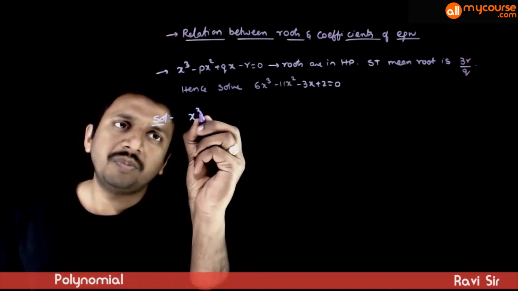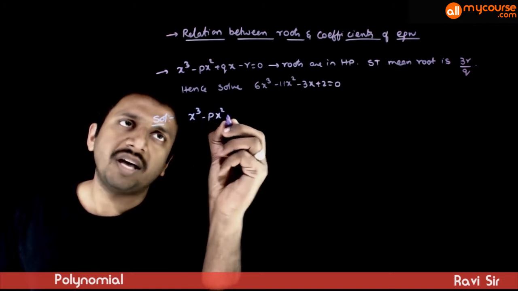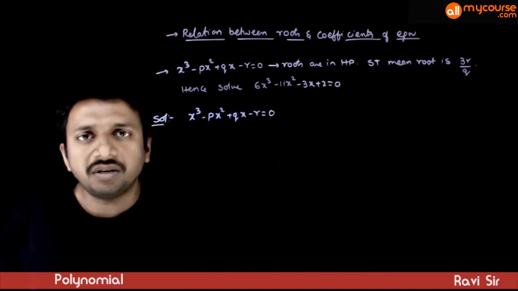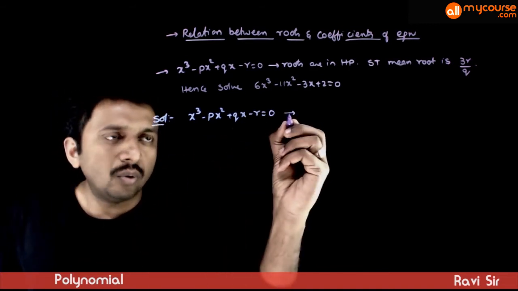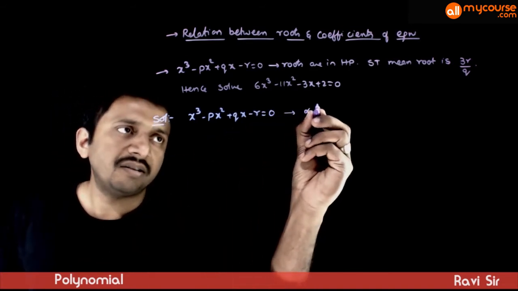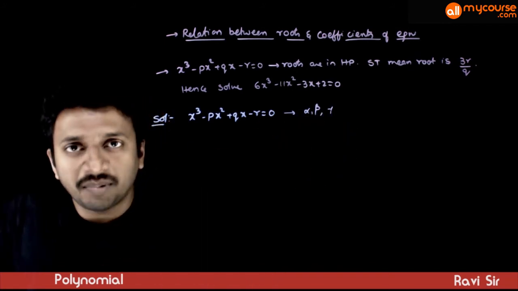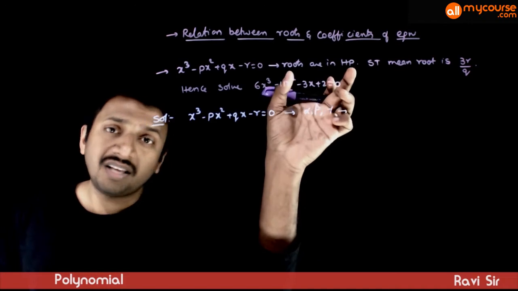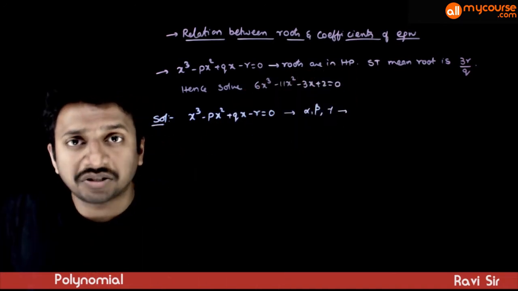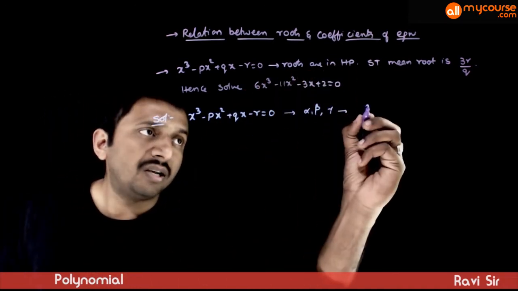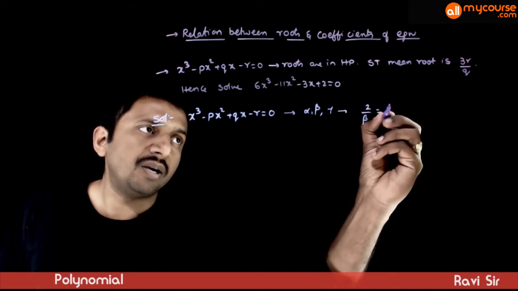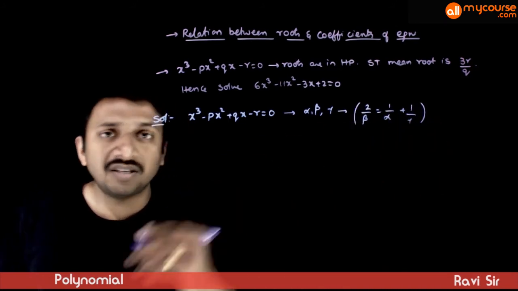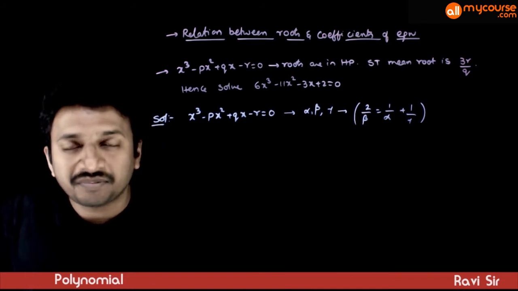So x cube minus px square plus qx minus r is equal to 0. Let the roots of this equation be alpha, beta and gamma. Now it is given that the roots are in harmonic progression. That means 2 by beta is equal to 1 by alpha plus 1 by gamma. So this is the condition which is given.